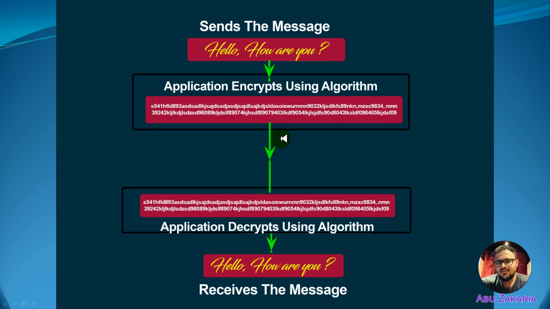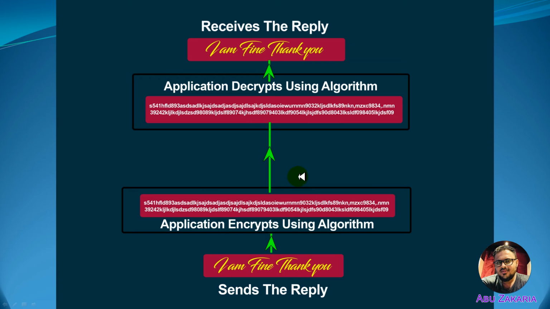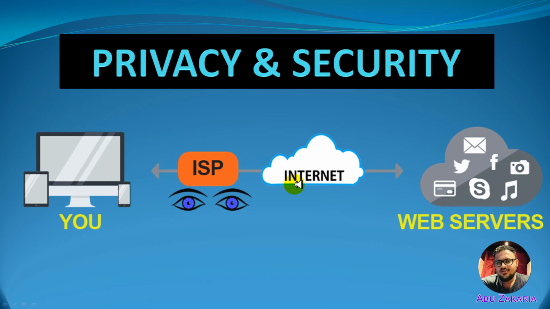So in between, if somebody tries to read it, they won't be able to understand what the message is, because it is encrypted. It has been converted to a code which is impossible to understand. Similarly, if the person replies, hi, I am fine, it gets converted to a code, the code travels through the network, and the application receives the code and converts it into a meaningful message. So this system is called an encrypted system.